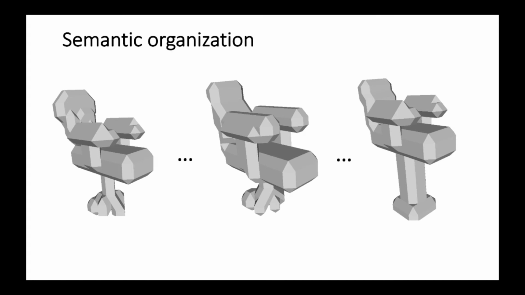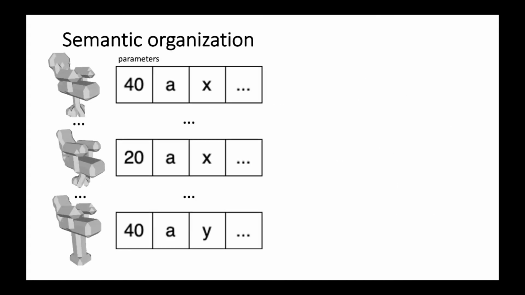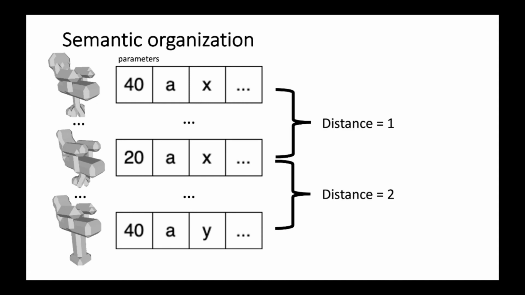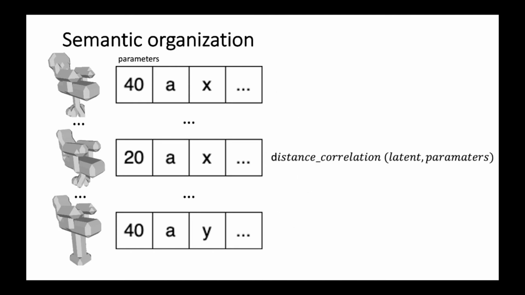We can define the semantic similarity of shapes by using their corresponding parameter vectors, in which we compute the Euclidean distances between their parameters. We also apply this method for calculating the similarity between the latent space vectors. We can then evaluate the semantic organization by comparing these distances using the distance correlation.